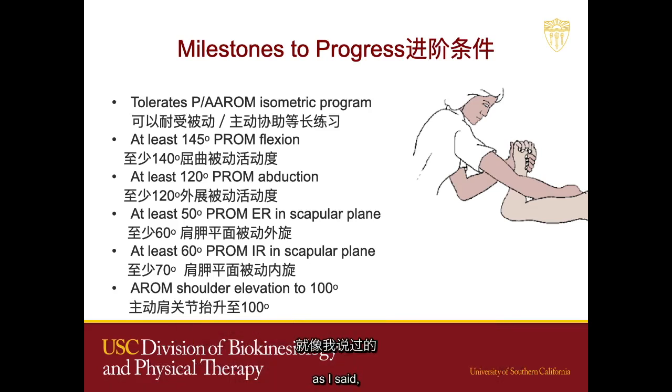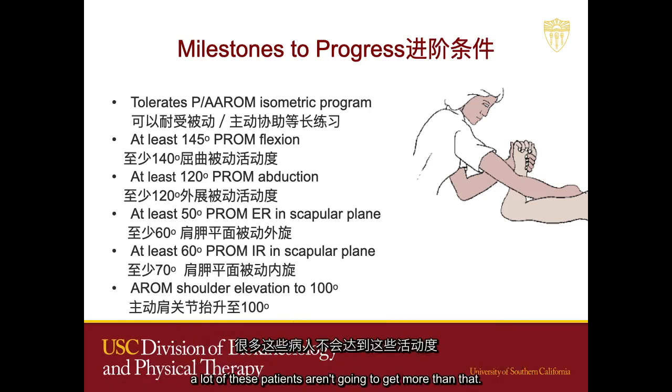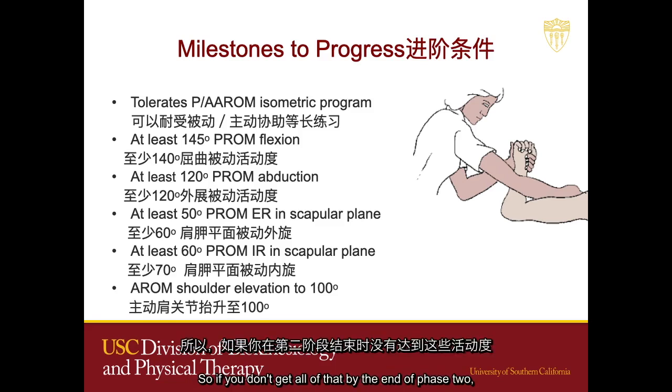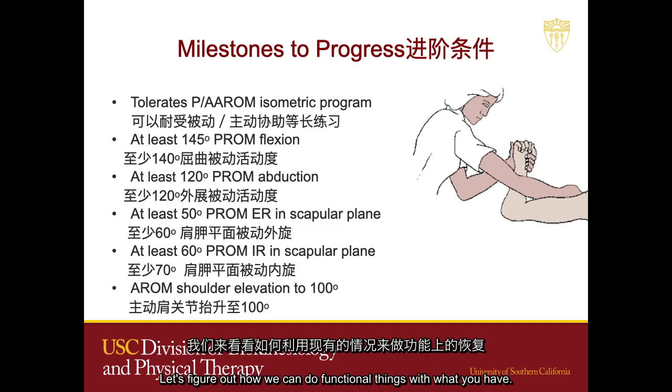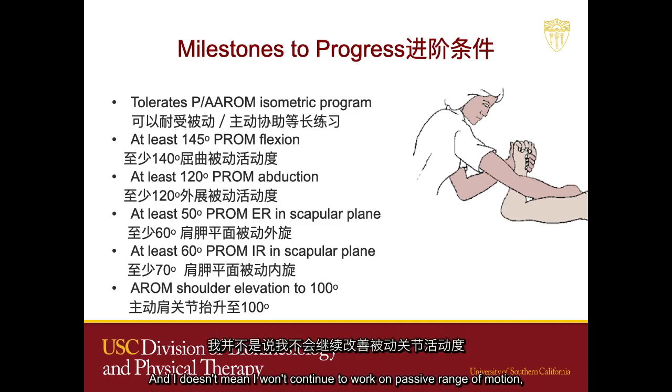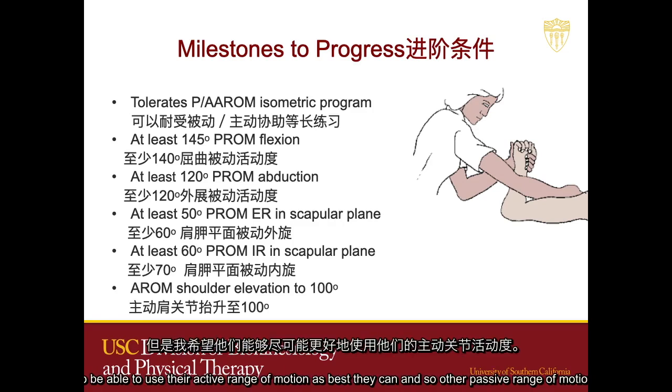And again, as I alluded to earlier, a lot of these patients aren't going to get more than that. So if you don't get all of that by the end of phase 2, you could keep trying to work on it. But I try to just tell my patients, let's figure out how we can do functional things with what you have. And that doesn't mean I won't continue to work on passive range of motion, but I want them to be able to use their active range of motion as best they can.